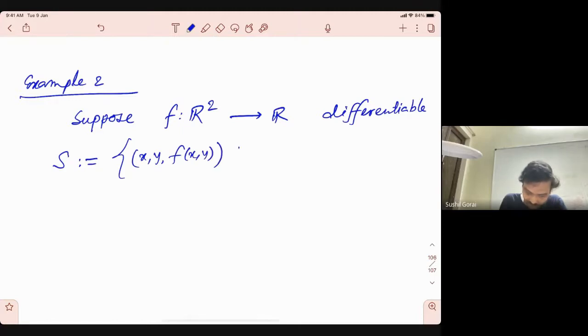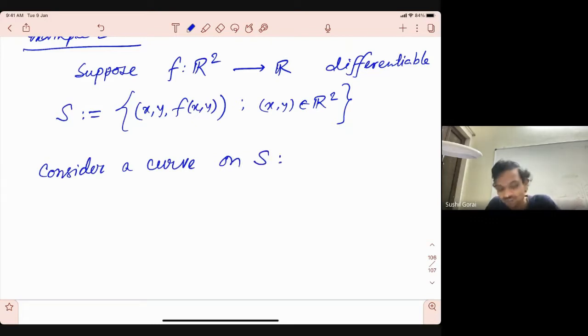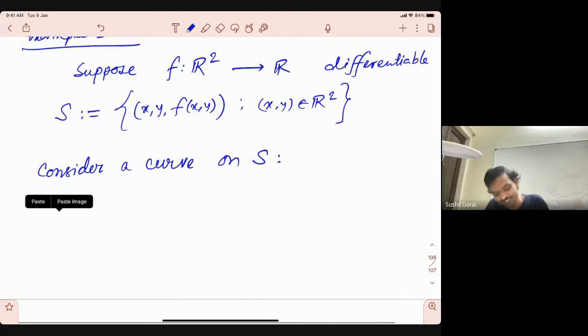(x, y) is in R2, the collection of all this graph. Now here you can actually consider a curve. Now consider a curve on S. So how will a curve on S look like? Can you tell me a formula? A general thing.